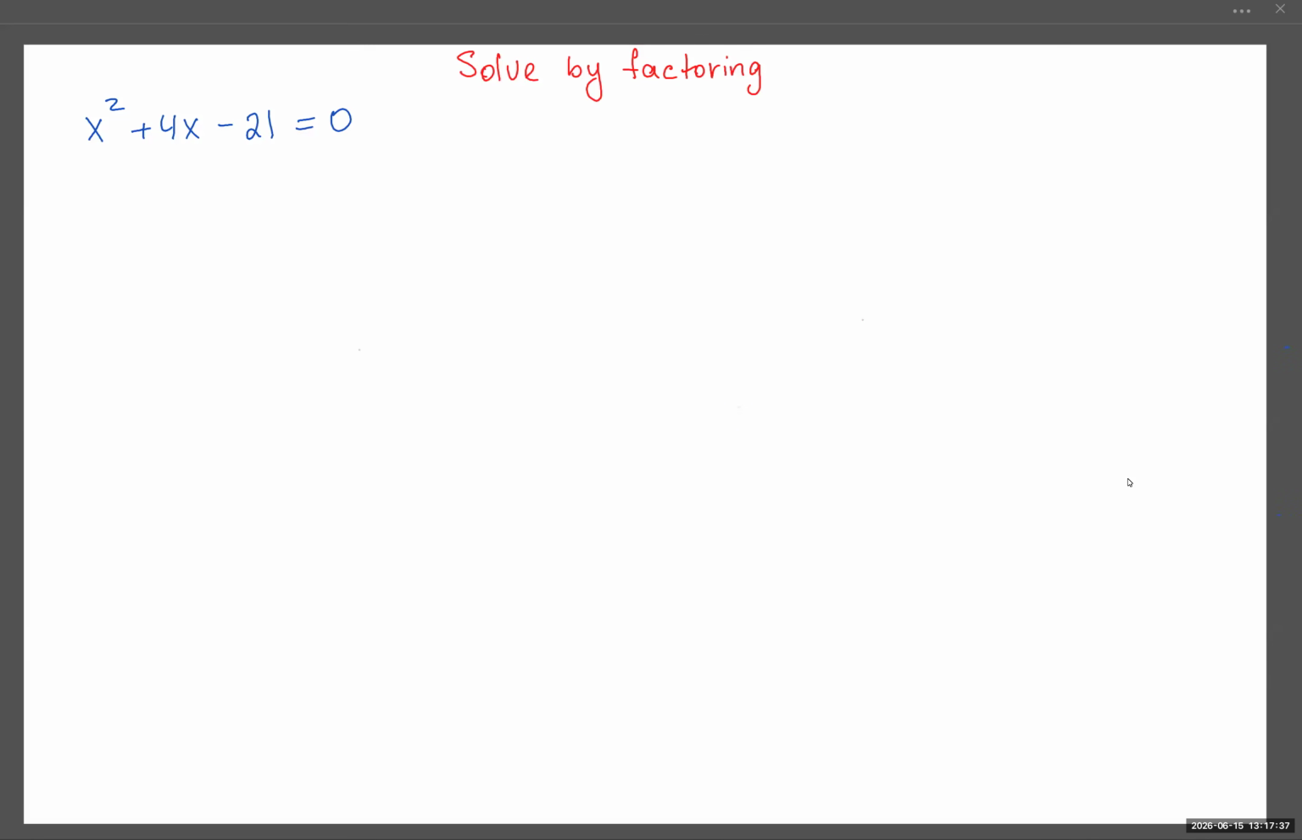In this example, we're going to see how to solve quadratic equations by factoring. The first one is pretty simple: x squared plus 4x minus 21 equals 0. First, we have to factor this equation.